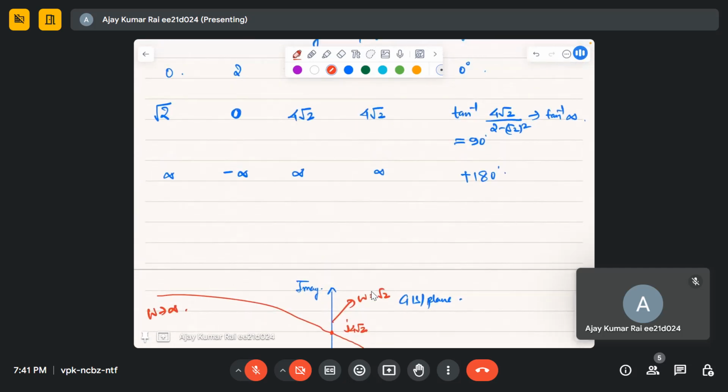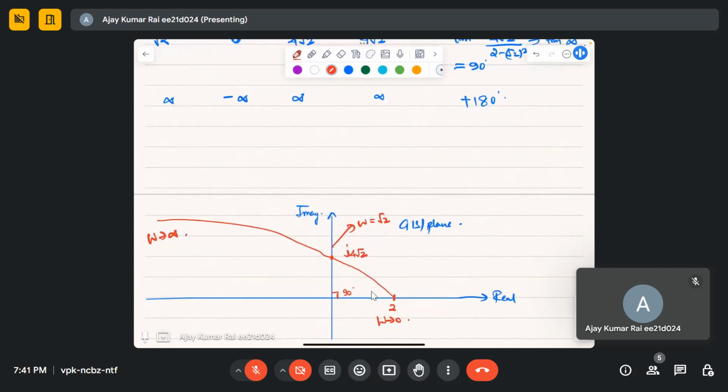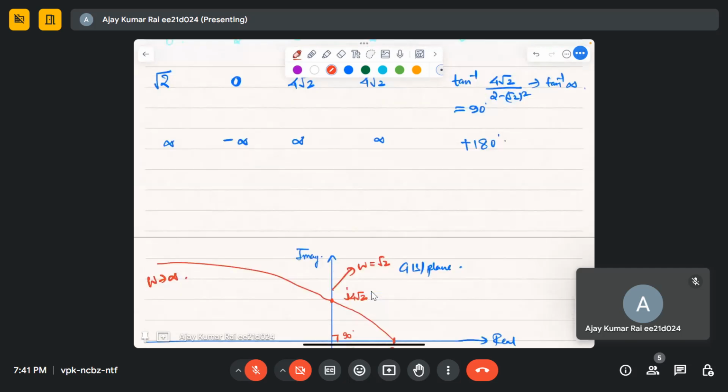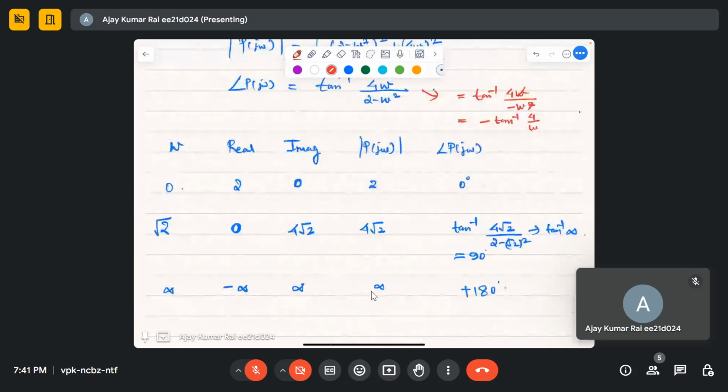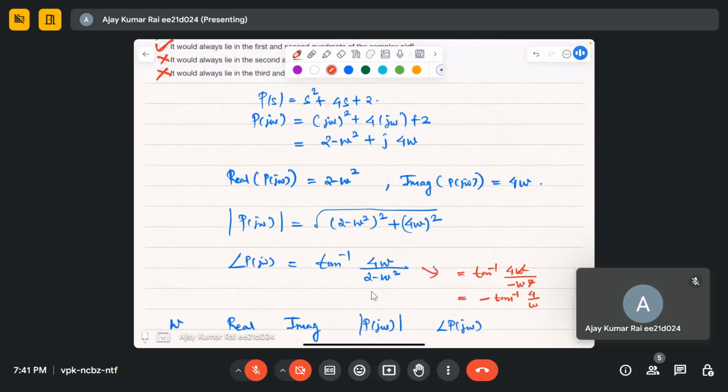I'm seeing the magnitude as well as the angle, so just by seeing 3 points. Okay, and the third option is incorrect, which says it lies in the second and third quadrant. The last option is third and fourth. So any doubt in this?